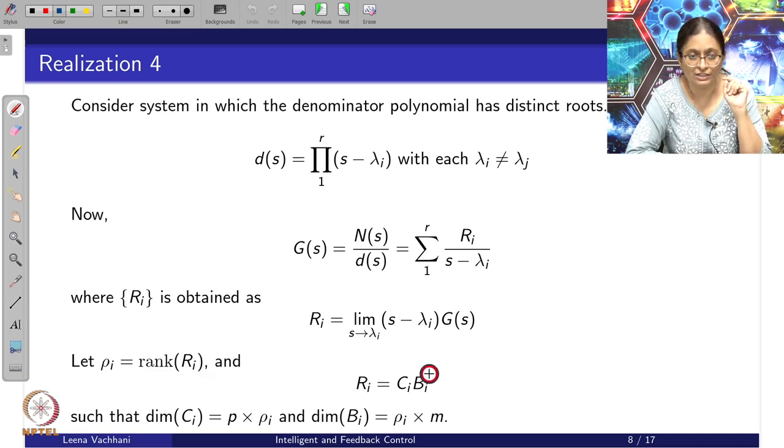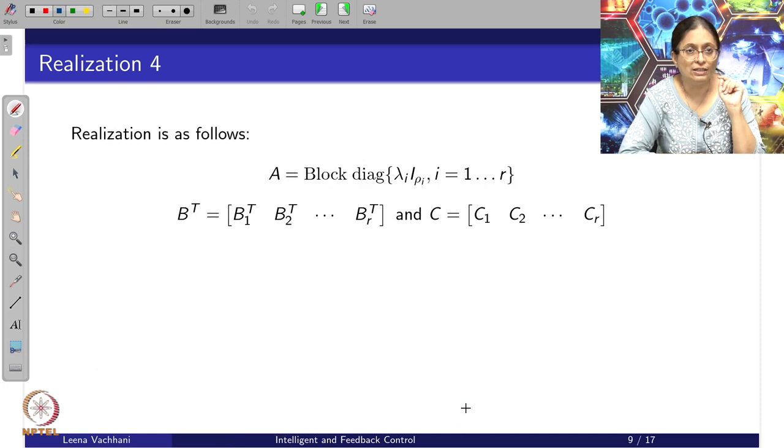I can decompose in terms of Ci and Bi, such that the dimensions of Ci are going to be p cross rho i, and the dimensions of Bi will be rho i cross m. All right. So now in this case, I will be able to write the realization in a block diagonal form. This block diagonal form can be represented in terms of lambda i multiplied by the identity matrix with that particular ith residual rank, the rank of the residual matrix of the ith element, and the B and C matrices can be found with the help of this Bi, Ci form.